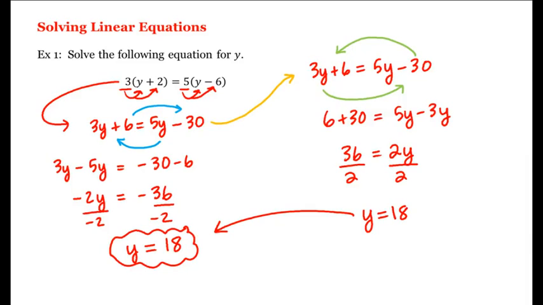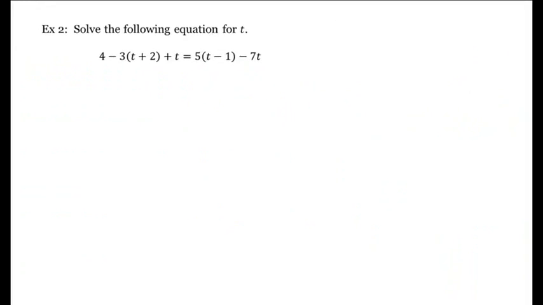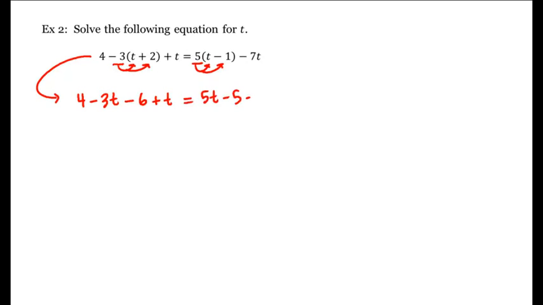All right, let's look at another example. Let's solve this equation for t. Again, we'll start in a similar way and distribute this negative 3 to both of these two terms, as well as the 5 to both of these two terms, which gives us 4 minus 3t minus 6 plus t is equal to 5t minus 5 minus 7t.